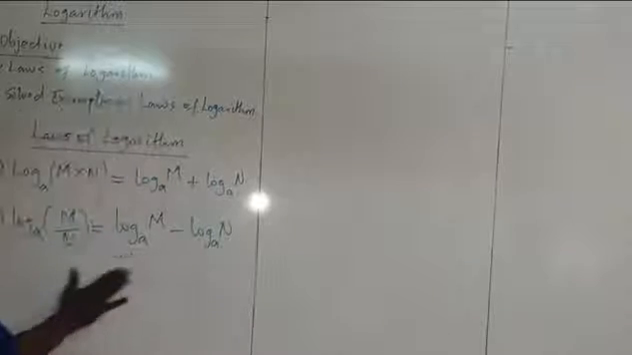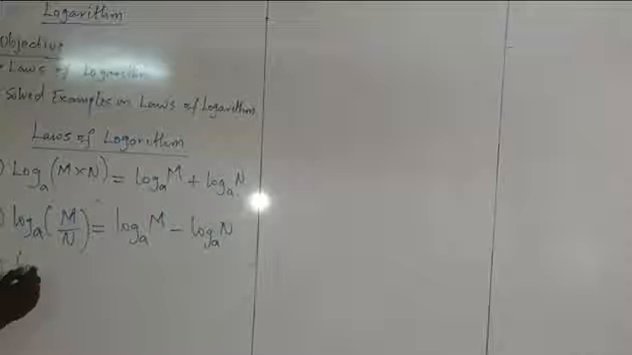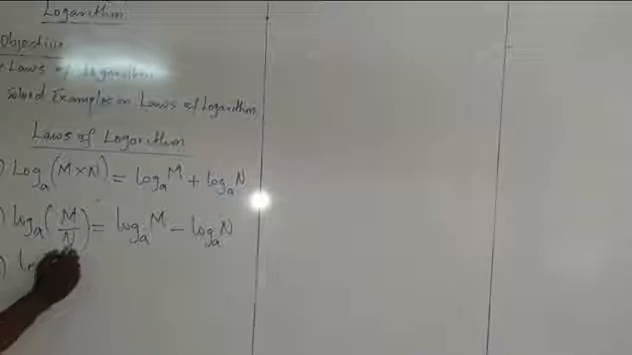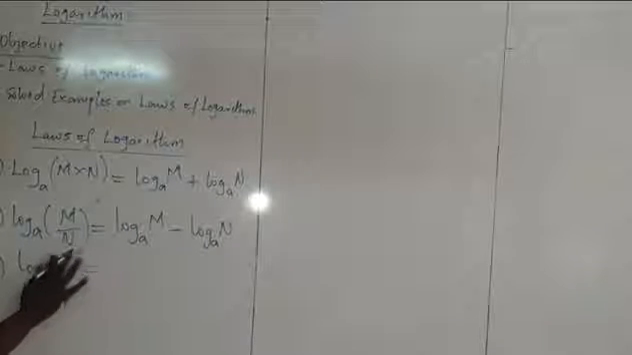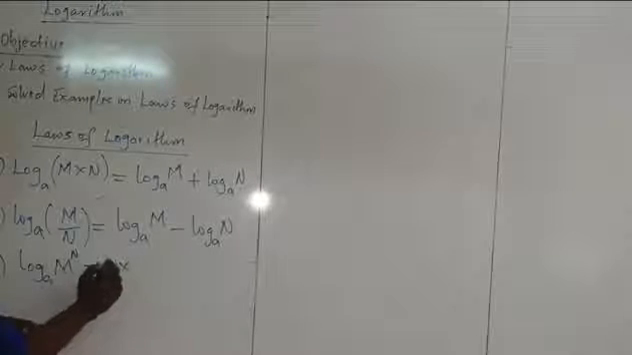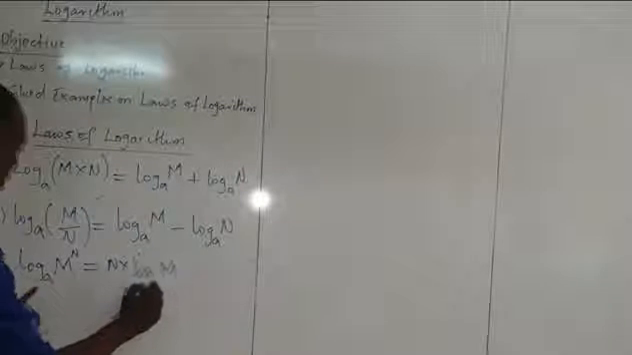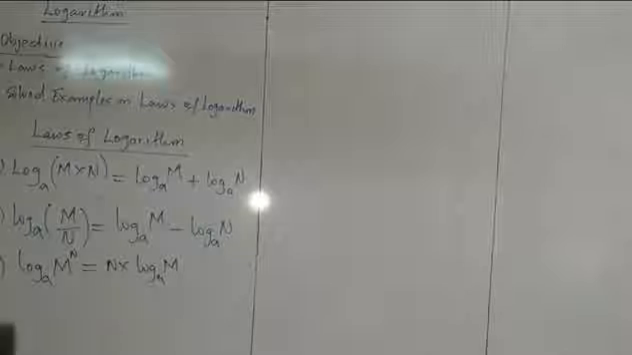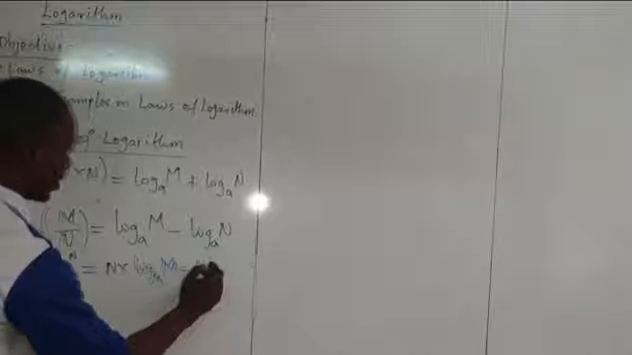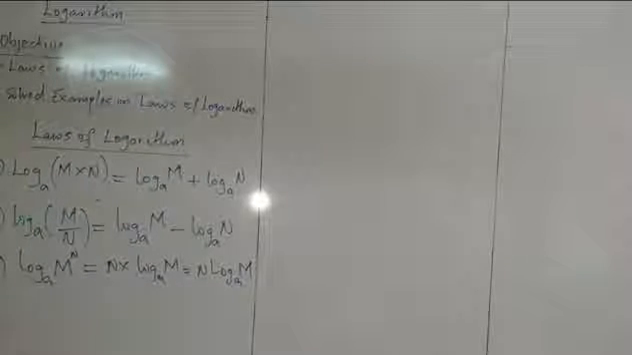So the next one is number 3. We have the power law, log m raised to power n base a, which is the same thing as n multiplied by log m base a. So which is the same thing as n log m base a. So we call it power law.